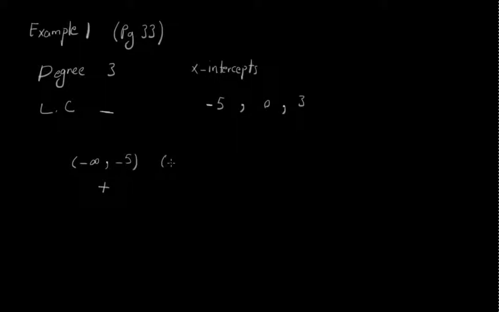Then from -5 to our second x-intercept, which is at 0, we're below the x-axis, so the function is negative. Then we go back above the x-axis between 0 and 3, so again we're on the positive side. And after 3 we go back down all the way to positive infinity, so this is going to be negative. So this is for part A.